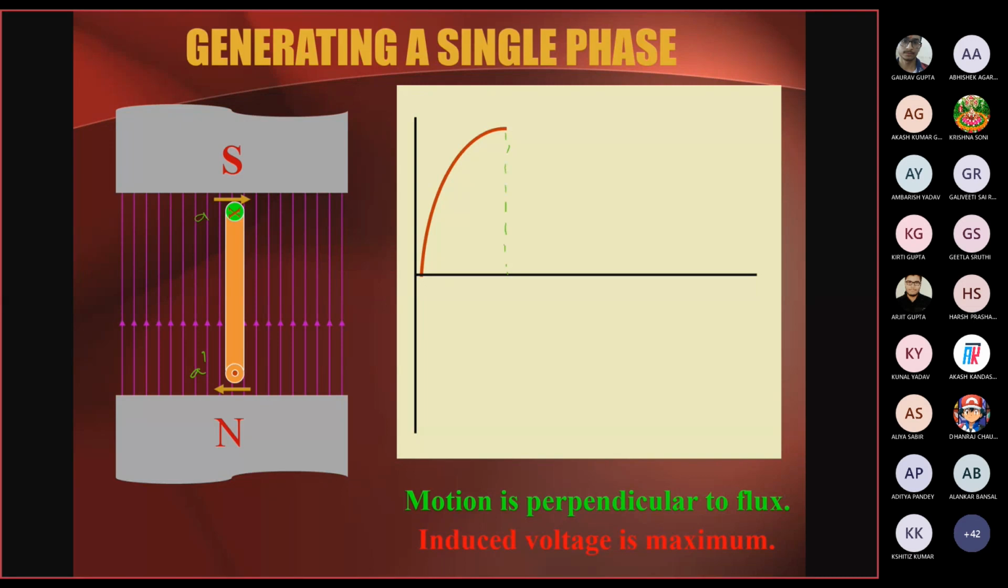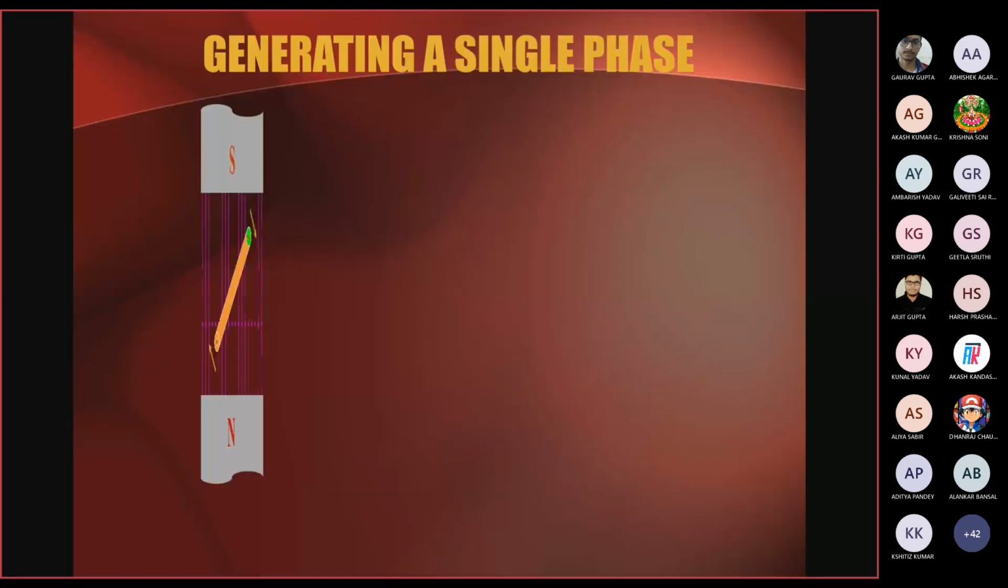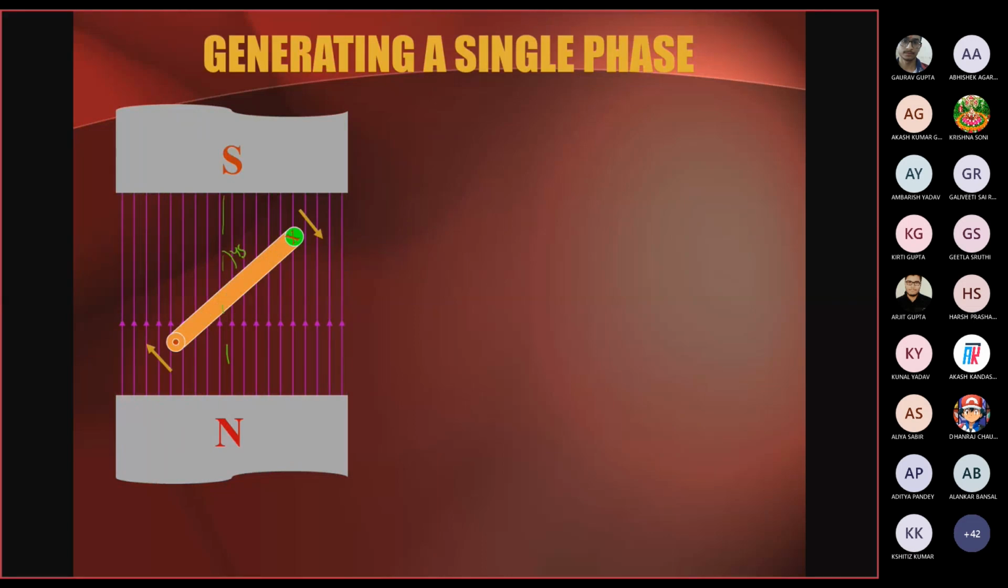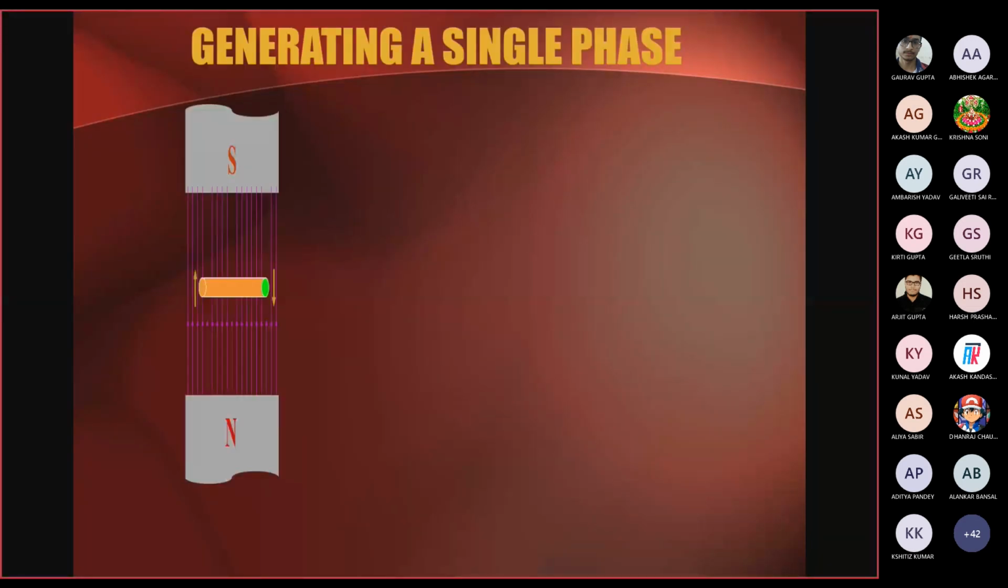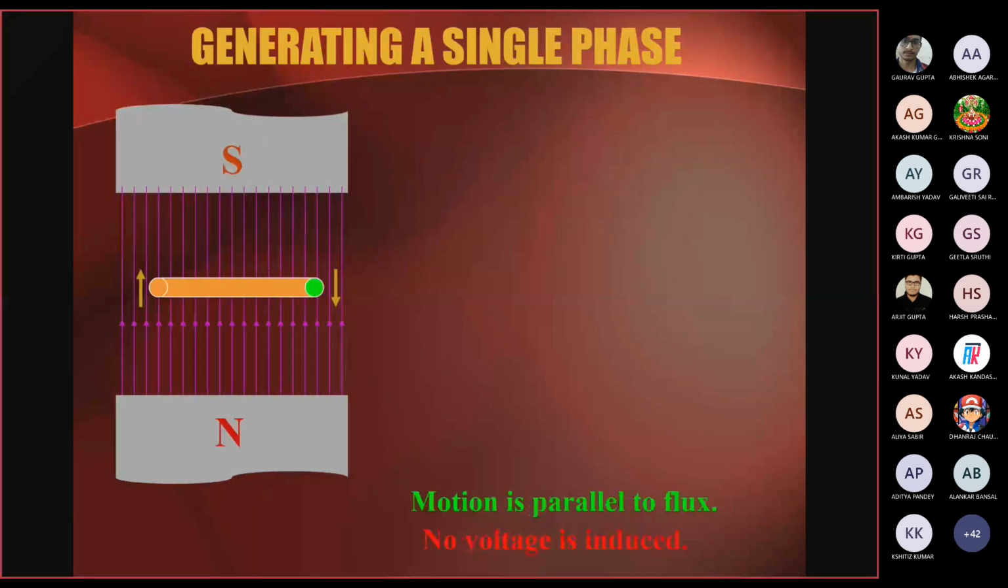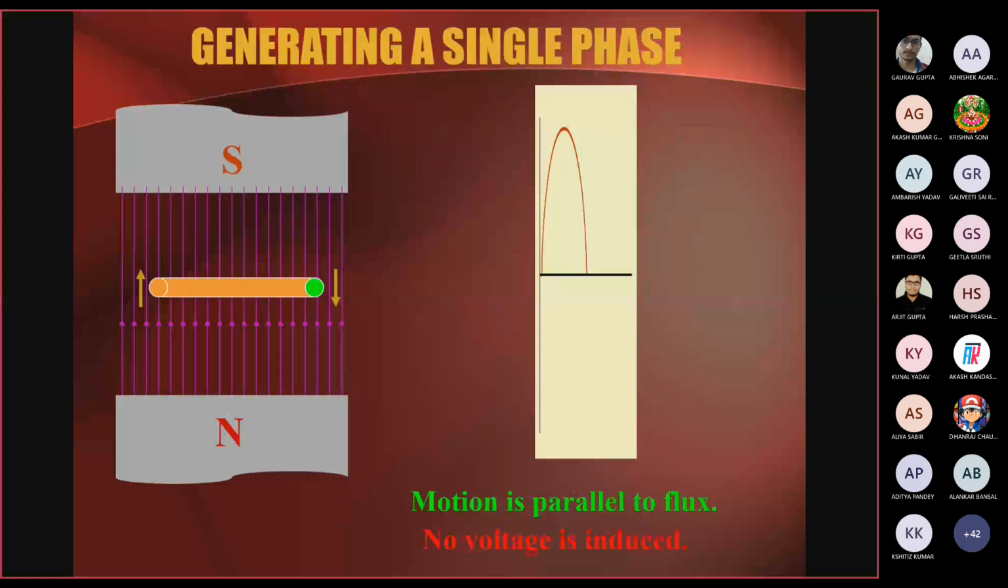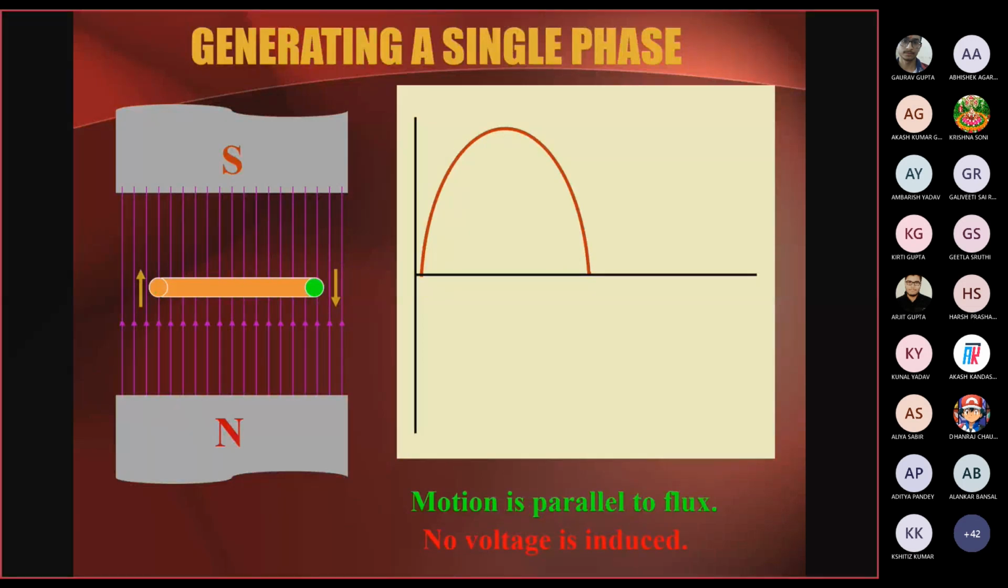Again, what will happen when the position of the conductor is changed by another 45 degrees from the vertical position, or from this axis, which is called the direct axis? It will again reach the value of 0.707 of the maximum peak value of the EMF. Similarly, due to the change in the position of the conductor, there will be a continuous decrease in the EMF generated, and at this instant the EMF generated across the coil will be zero, because no rate of change of flux takes place again at this position.